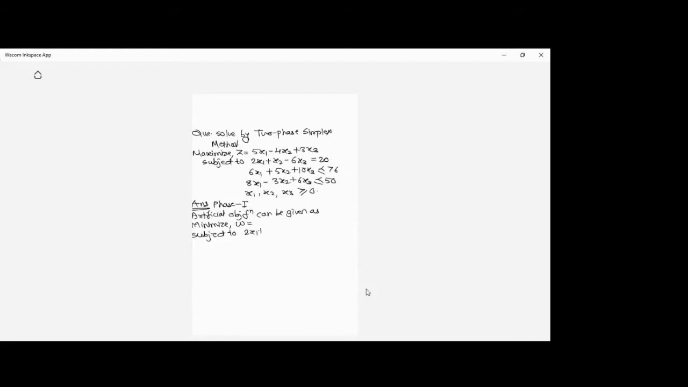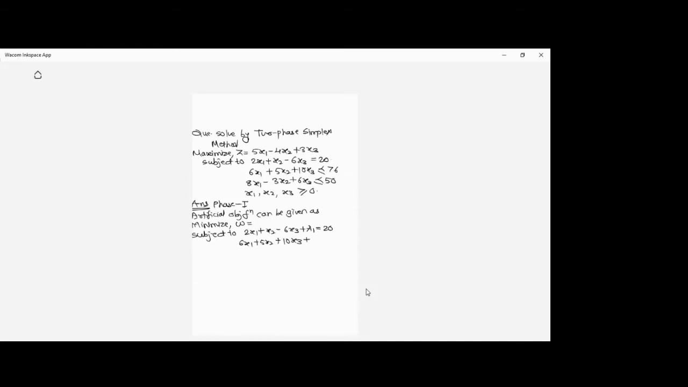So 2x1 plus x2 minus 6x3. We are not going to use a slack variable because we have an is-equal-to sign. So plus a1 is equal to 20, right? The second constraint we have has a less than or equal to sign. So it is 6x1 plus 5x2 plus 10x3. To avoid the confusion here, instead of writing s1, I will be writing s2, right?